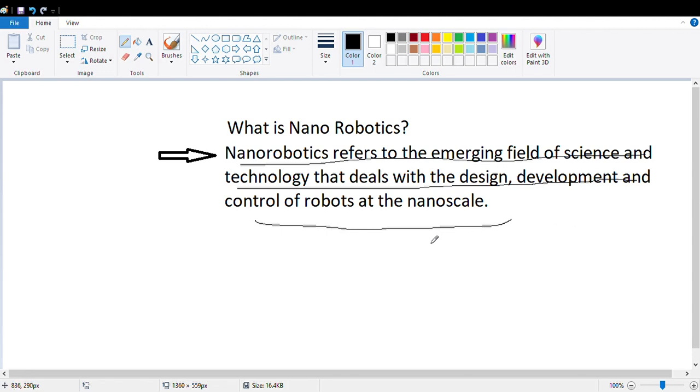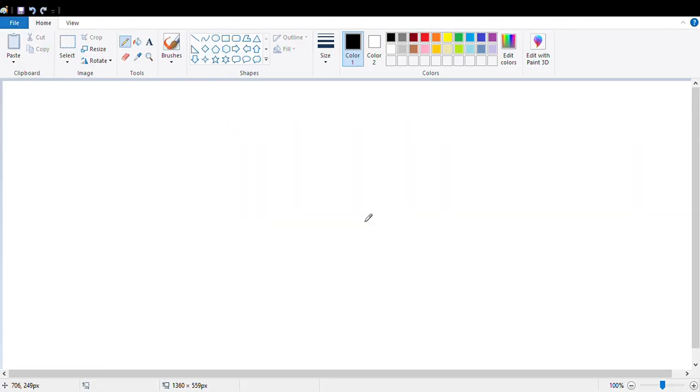Let us understand how nanorobotics works. Basically, first we need to understand nanotechnology. Nanotechnology is a technology which is used on a nanoscale. A complex design of circuits on a nanoscale is basically known as nanotechnology.